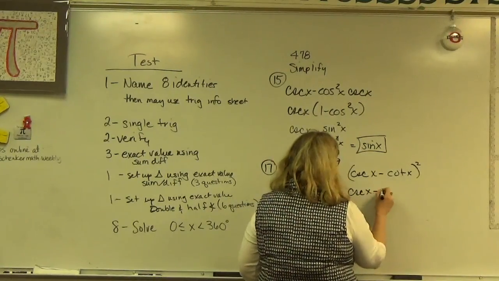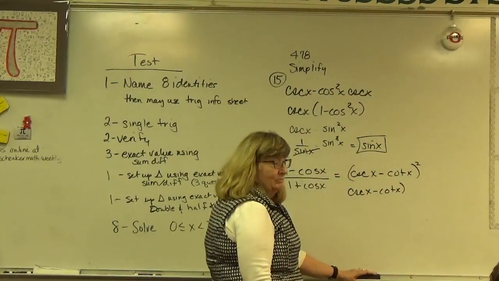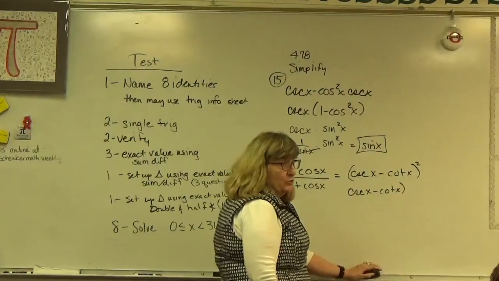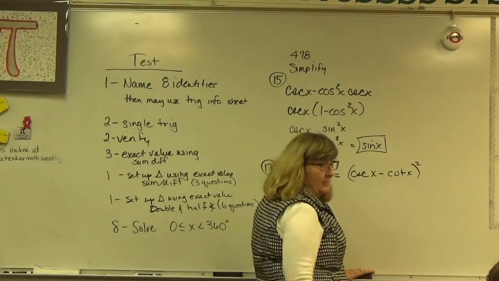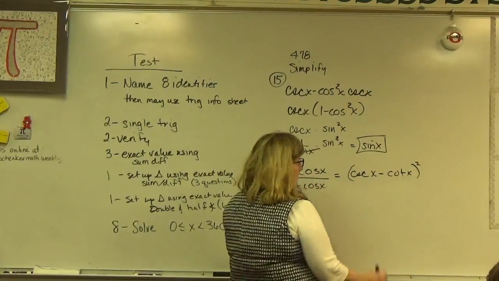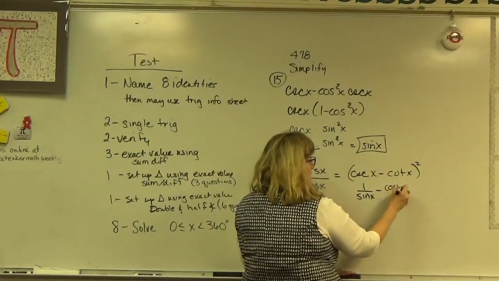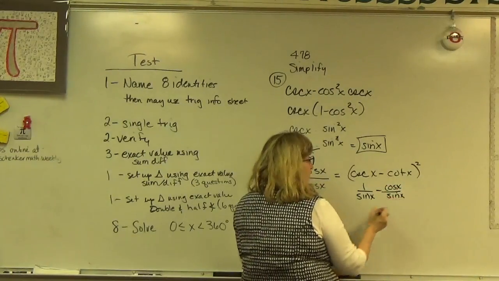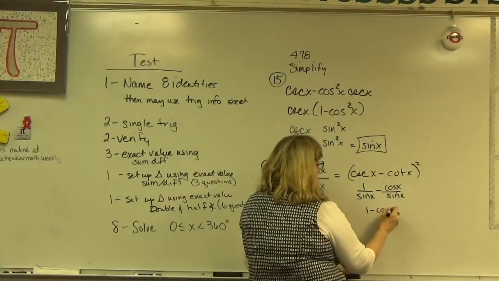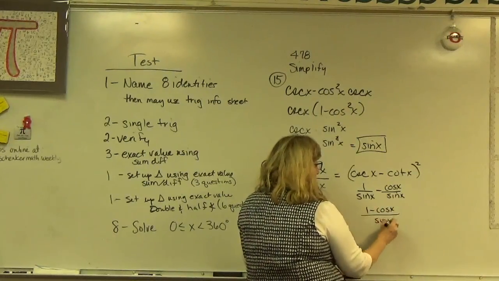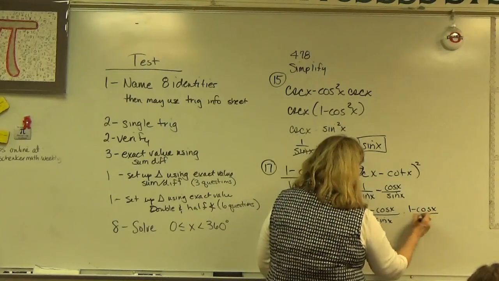I'd change what's inside first, because then I'd butterfly once and have the answer to multiply times itself. So this would be 1 over sine minus cosine over sine. Oh, I don't even need to butterfly. So what do we get? 1 minus cosine over sine. There we go. Now, if you square that, you take it times itself.